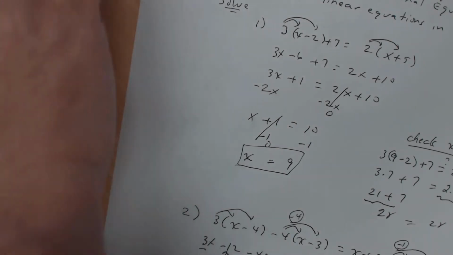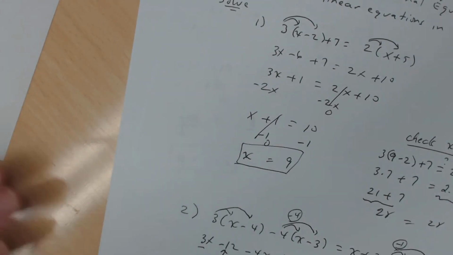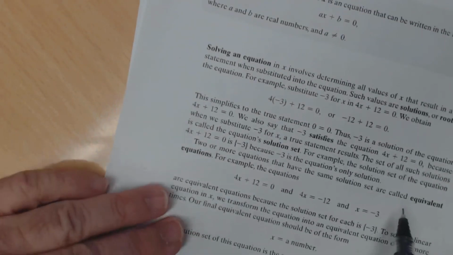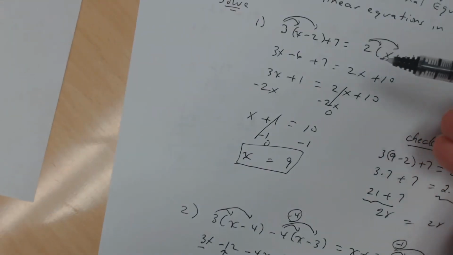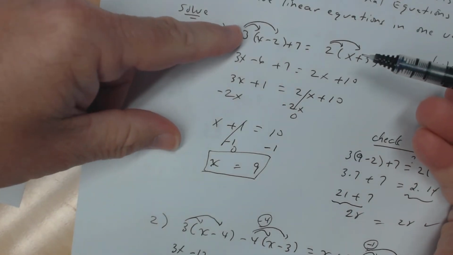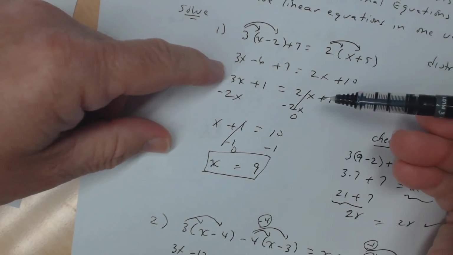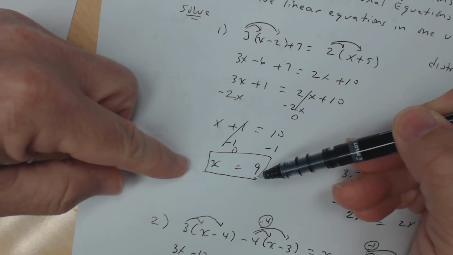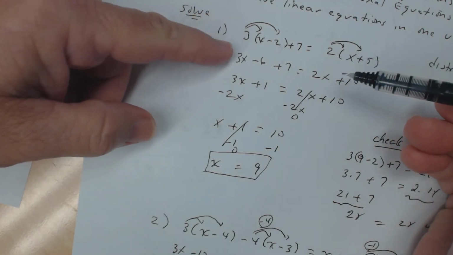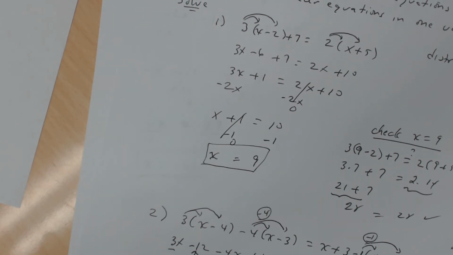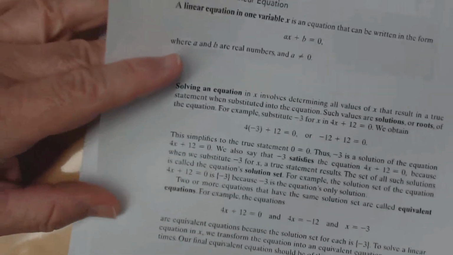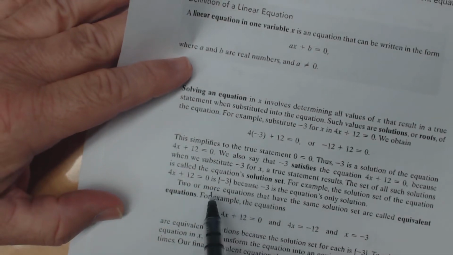Okay, now one other thing I need to mention is this. You need to understand that every time you go from one step to another, so I went from this equation to this equation to this equation, those are all equivalent equations. Hence the word equivalent equations. Equivalent equations have the same solution. Equivalent equations are two or more equations that have the same solution.